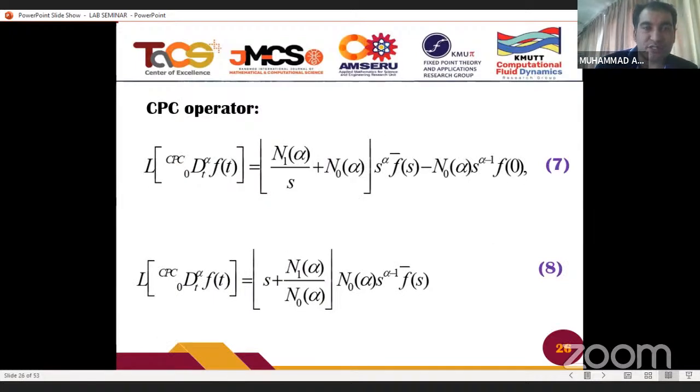Now, we are using the CPC operator. There is a lot of theory behind the constant proportional Caputo operator, but I will explain here in simple words that the CPC operator is obtained from the combination of constant proportion and Caputo operator. So the combined effect will give us the CPC operator. When we apply Laplace on it, it will give us the result in this form. Equation 7 can be reduced to equation 8 by incorporating the initial condition, F of 0 is 0, so you will get equation 8. Wherever you see this result, the Laplace of CPC will give you this one. So this we will use in our analysis.